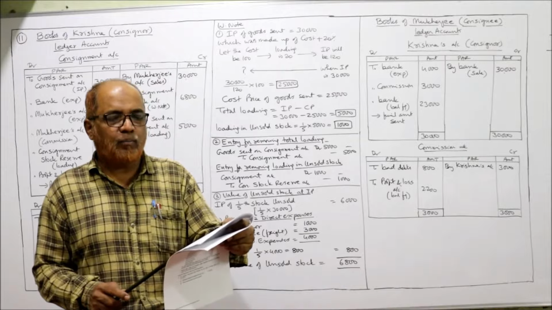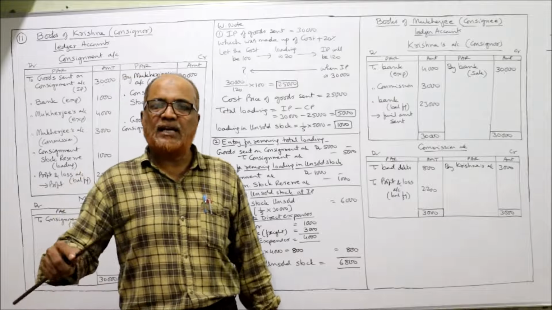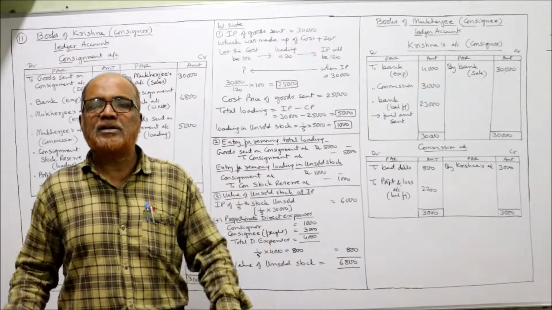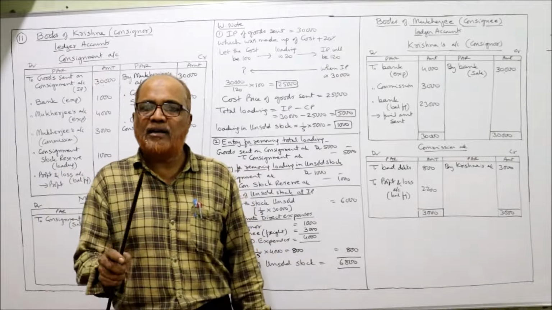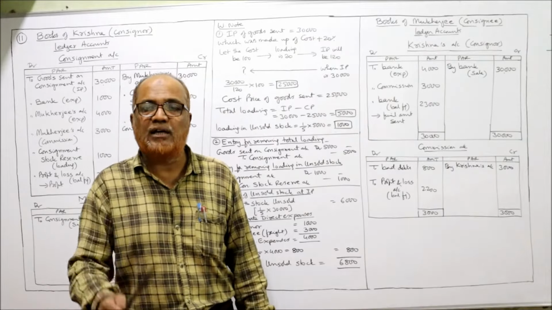One customer who had bought on credit failed to pay 800 due from him. That means the consignee has sold on credit to a customer and 800 rupees are due from him, but it has become bad debt. Now 800 rupees is a bad debt loss. Who should bear this? Consignee.